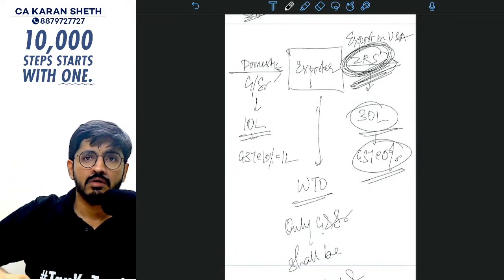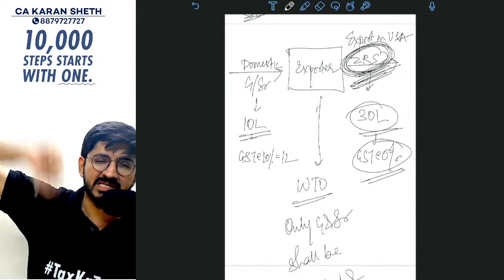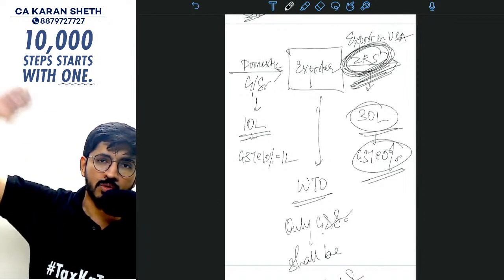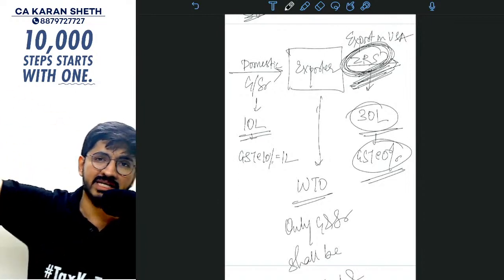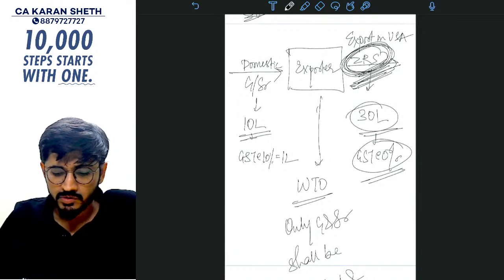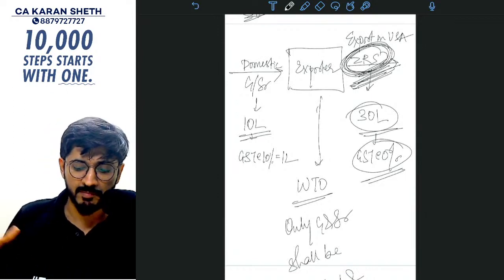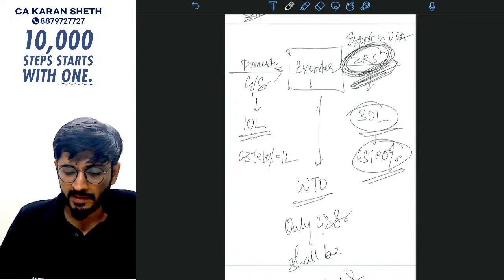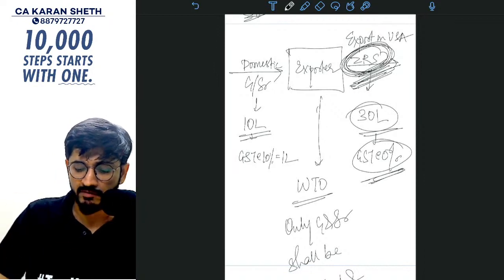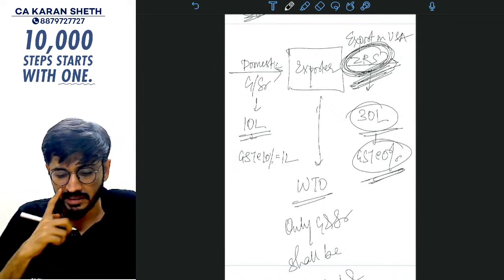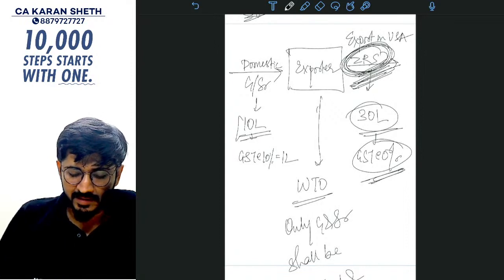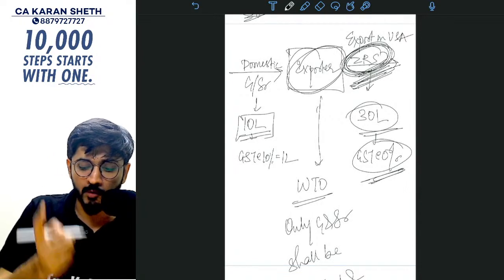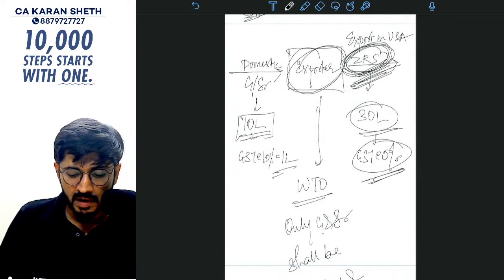No. Is Modi ji going to give me pension? No. Is Modi ji going to make my bridges? No. So why will I pay tax to Modi ji? I will pay tax to Biden. So please, you don't charge me GST. So we said, okay, we will not charge GST. Output tax is 0%.